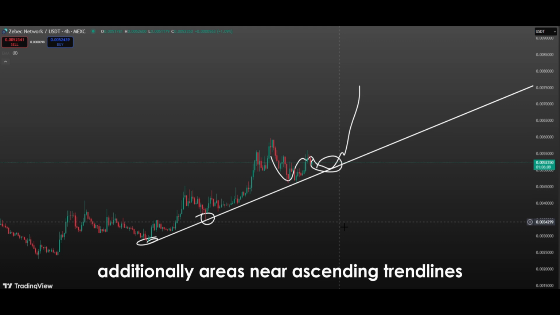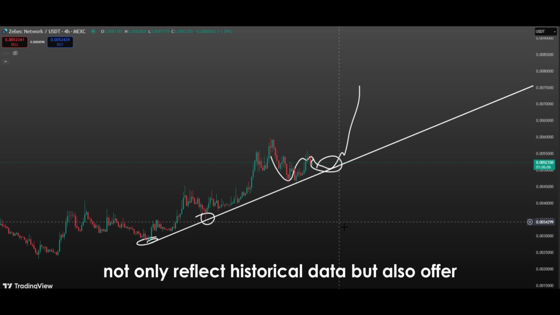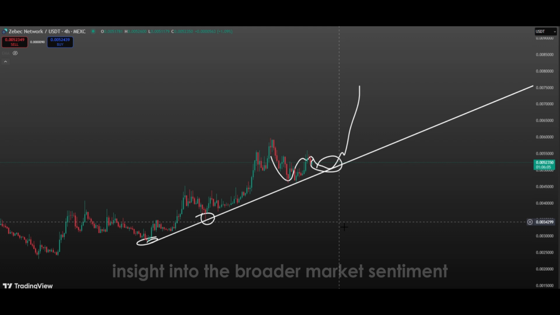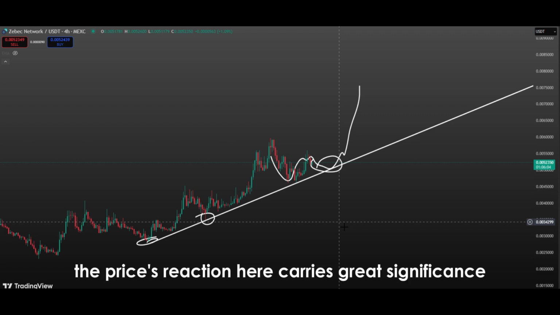Additionally, areas near ascending trend lines are often where large investors, whales, are also active. Bulk buying can occur at these levels as the expectation of price bouncing from the trend line supports and pushes the price upward. These structures in technical analysis not only reflect historical data, but also offer insight into the broader market sentiment. The current market mood is centered around this trend line, and therefore the price's reaction here carries great significance.